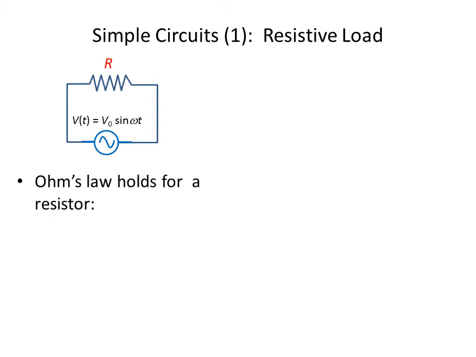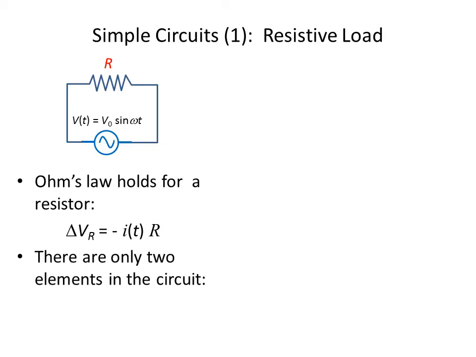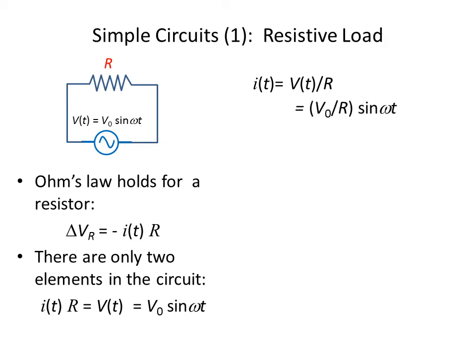Ohm's law holds for a resistor, so the voltage drop across the resistor is minus I of t times R. There are only two elements in the circuit, so we have that I of t times R, the resistance, is equal to V of t, which is equal to V0, the amplitude, times sine omega t. Now I of t is equal to V of t divided by R. Plugging in the value for V of t, we have it equal to the amplitude V0 divided by R times the sine omega t.